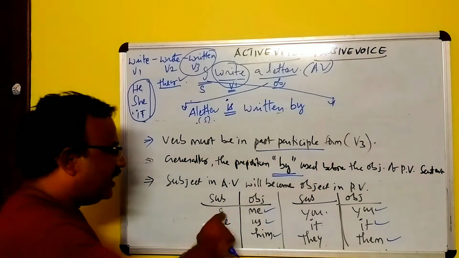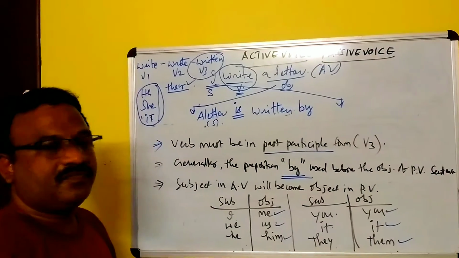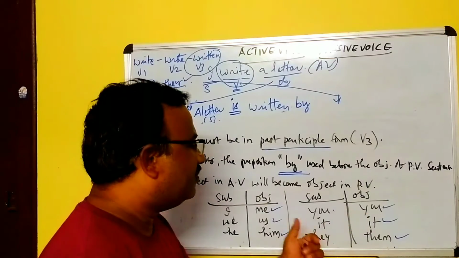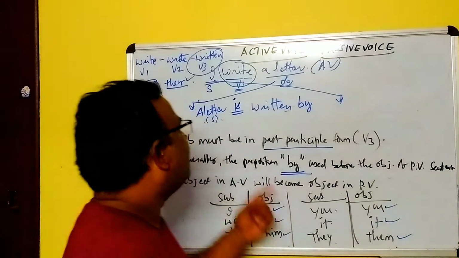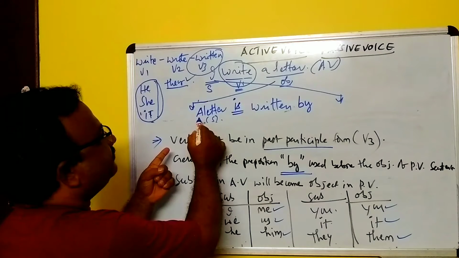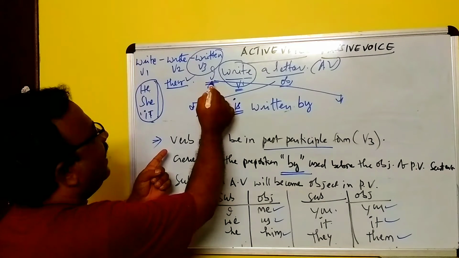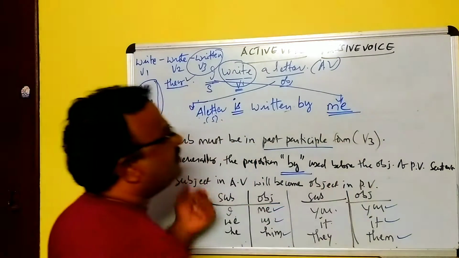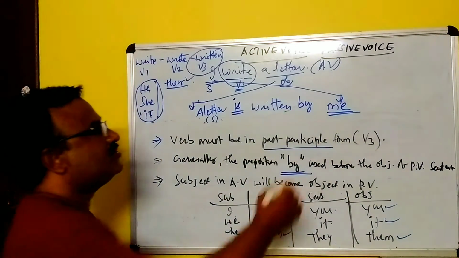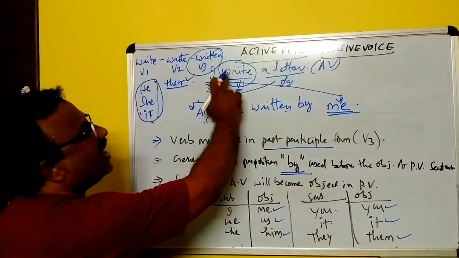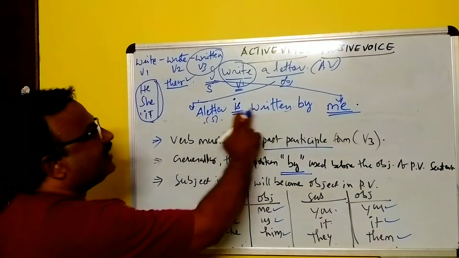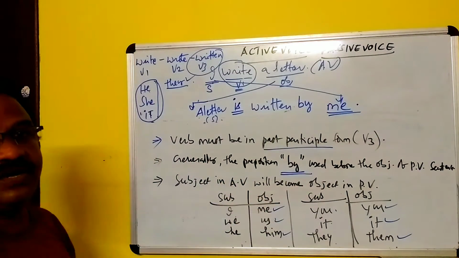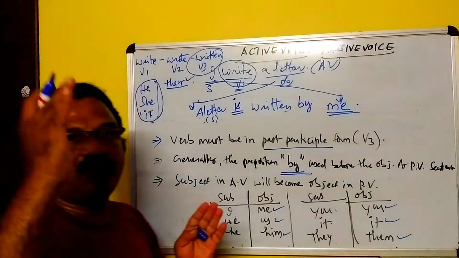Here I will become me. We, us. He, him. You, it, they, them. Here a letter. I will become me. So here in active voice, I write a letter. Here, a letter is written by me. This is the rules for changing active voice into passive voice.